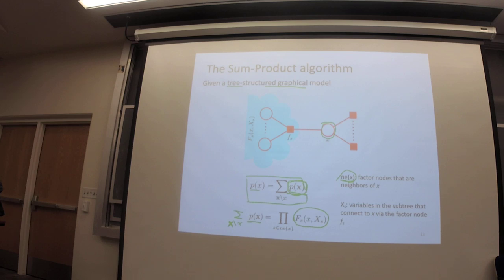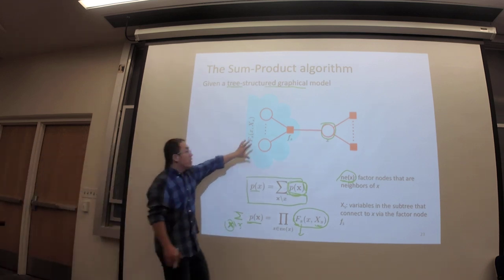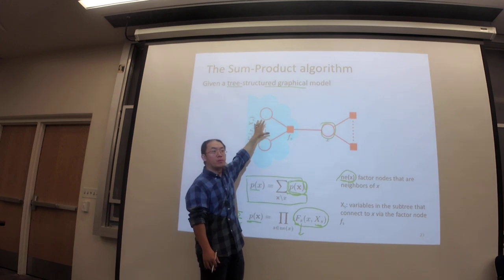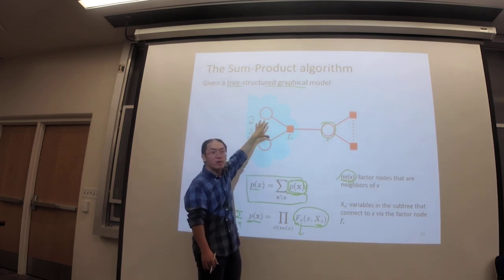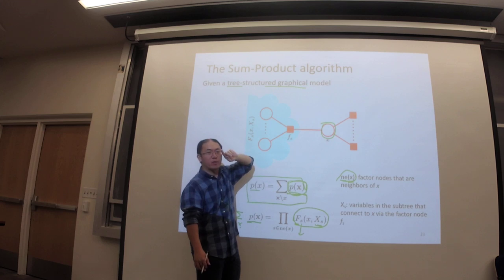You want to sum the joint probabilities over all the configurations of variables other than this small x. We know that it is a product of those terms, like big F, each small s associated with the factor, associated with the subtree, right? And this big XS are all the variables inside this subtree. So be sure to be clear about those notations, otherwise you will get confused.